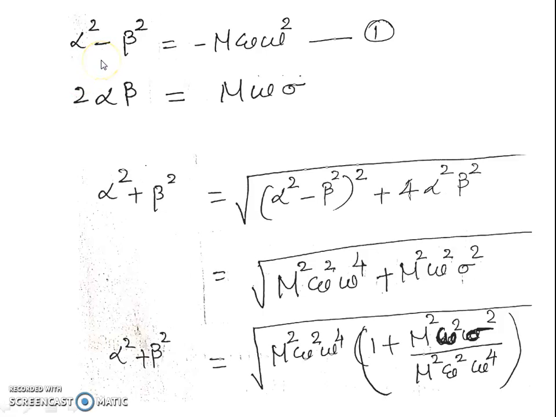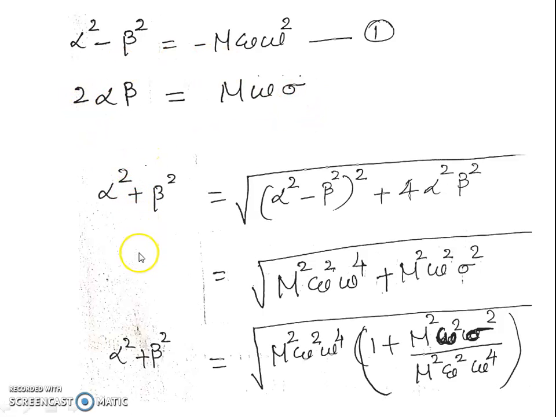Then from the above equation, alpha square minus beta square is equal to the real part, that is minus mu epsilon omega square. Mark it as equation number 1. The other term, 2j alpha beta, is the imaginary term, as it contains j, so 2 alpha beta is equal to mu omega sigma, the imaginary term.